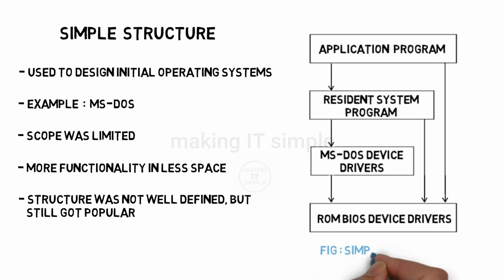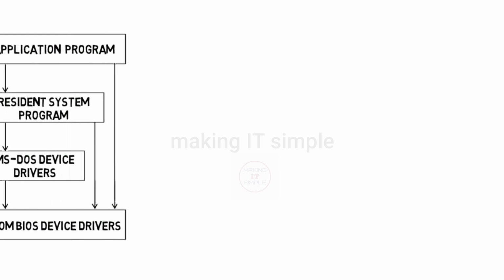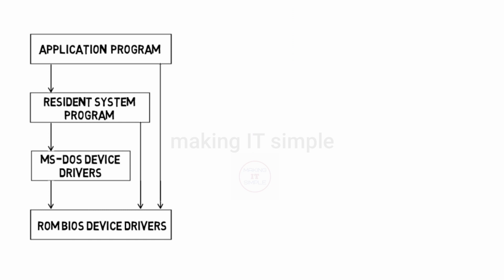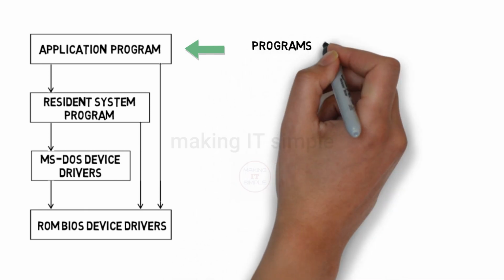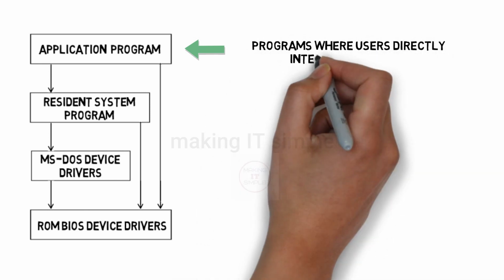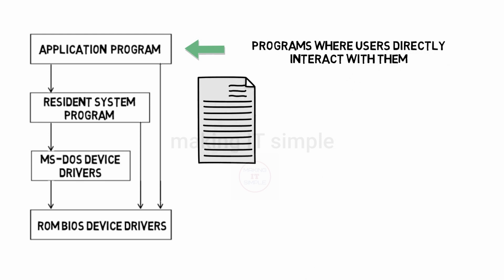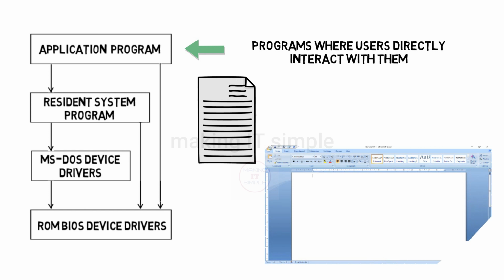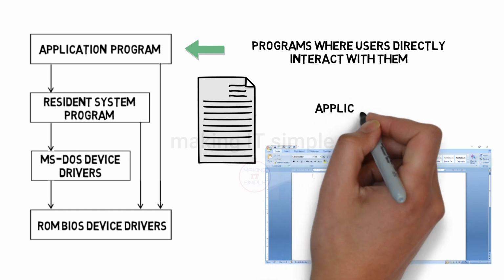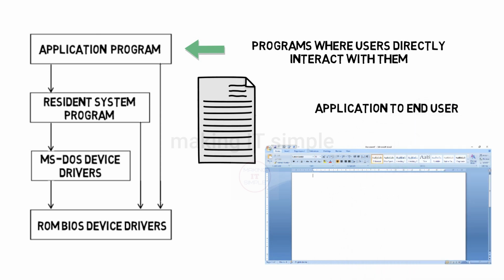Following is the diagram for simple structure. Let us study and simplify the diagram. The diagram may look like layered structure, but it is a simple structure. At the top we have application program. These are the programs where users directly interact with them. For example, if you want to write a document, Microsoft Word is the application program that you use, if you are using Windows OS. It provides the application to the end user.